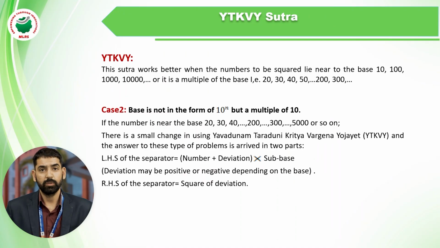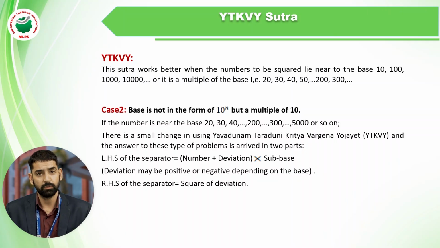Yesterday we discussed case 1 of the Yavadunam Taradhuni Kriti Vargena Yojayat sutra, which is used to find the squares of numbers near the base 10 to the power n or of the multiples of 10. So yesterday case 1 was of the multiples of 10 to the power n. Today we are discussing case 2, when the base is not in the form of 10 to the power n but a multiple of 10.